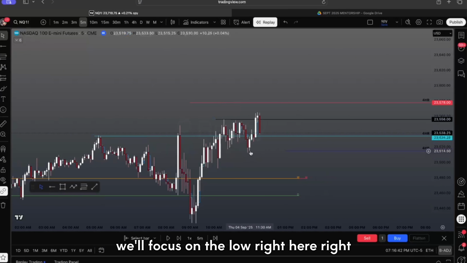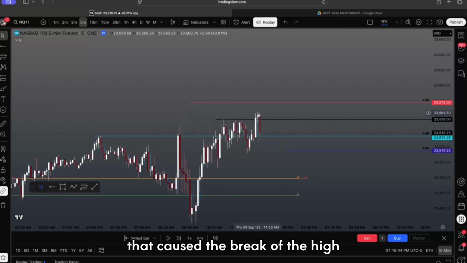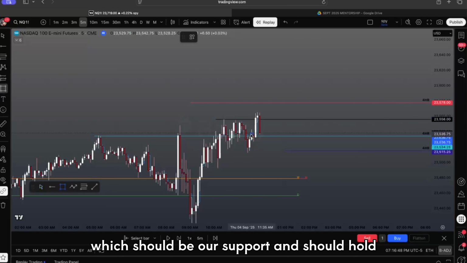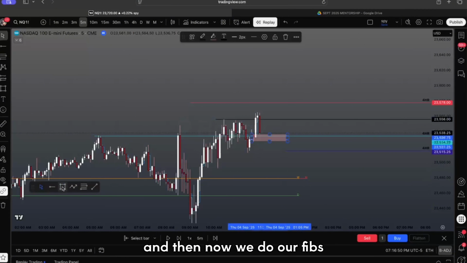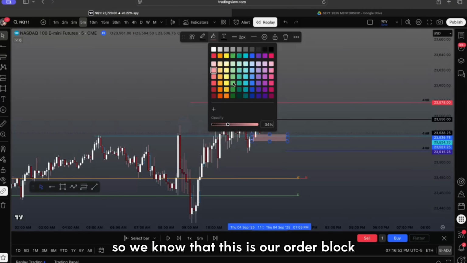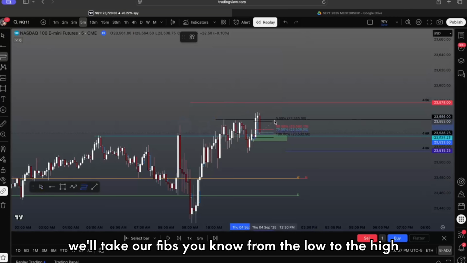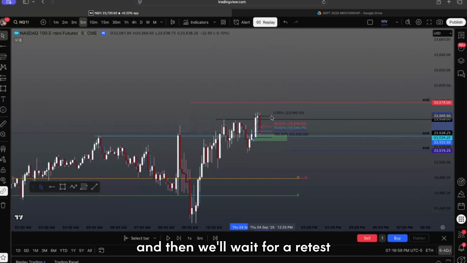We'll focus on the low right here, right? This is the lowest point that caused the break of the high. We have an order block here now, which should be our support and should hold. And then now we do our fibs. So we know that this is our order block. This is our imbalance, our gap to come fill. We'll take our fibs from the low to the high, and we'll wait for a retest.